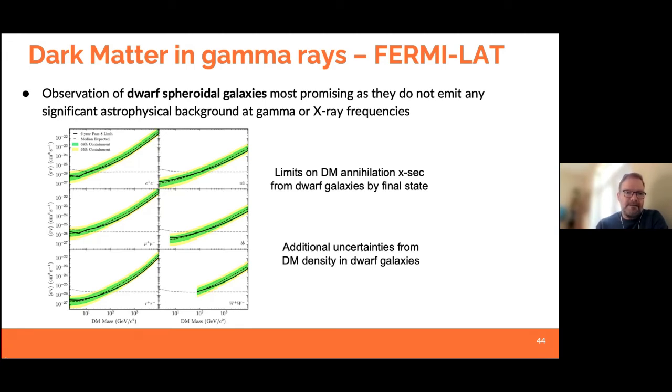So in some cases you can exclude. This assumes that the annihilation is only into this final state, and you see these solid black curves dip below this gray dashed line, so you can exclude thermal WIMPs below different masses, which go up to 100 GeV in the case of b b bar, for example. This comes from these dwarf spheroidal galaxies, which are meant to be good for this type of measurement.